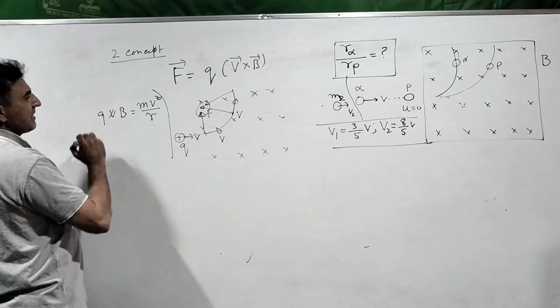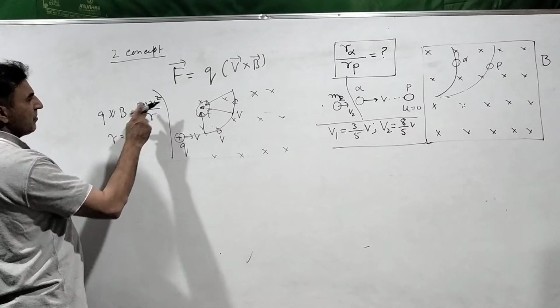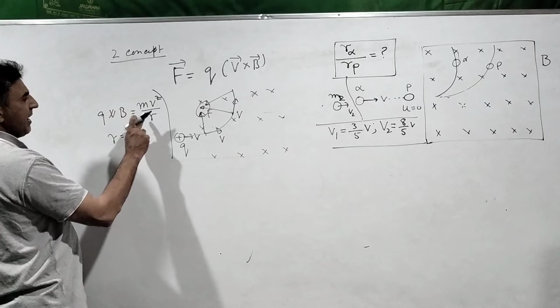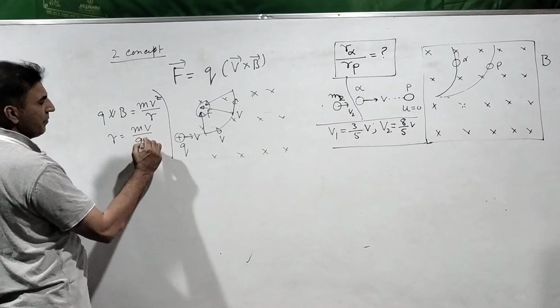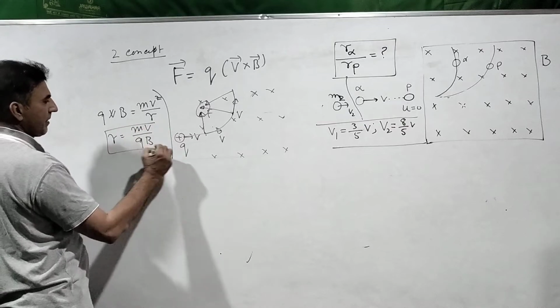1m gets, v gets cancelled with 1v, and r is equal to mv by qB. That's all.